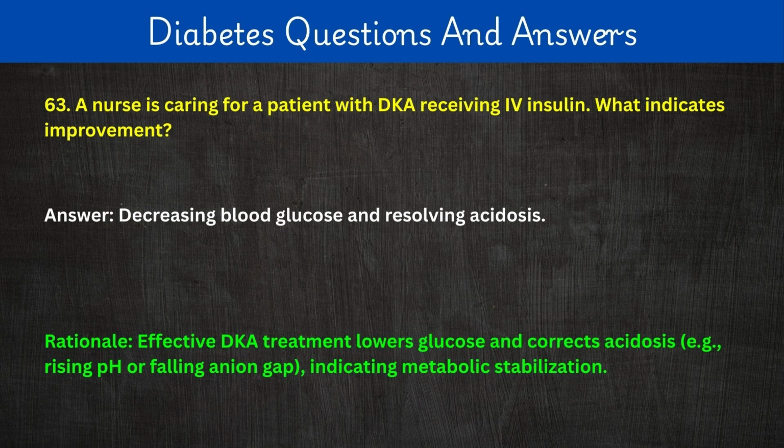63. A nurse is caring for a patient with DKA receiving IV insulin. What indicates improvement? Answer: decreasing blood glucose and resolving acidosis. Rationale: effective DKA treatment lowers glucose and corrects acidosis, e.g., rising pH or falling anion gap, indicating metabolic stabilization.